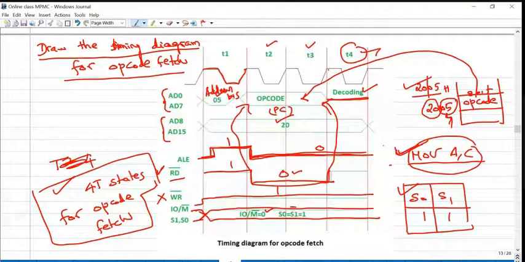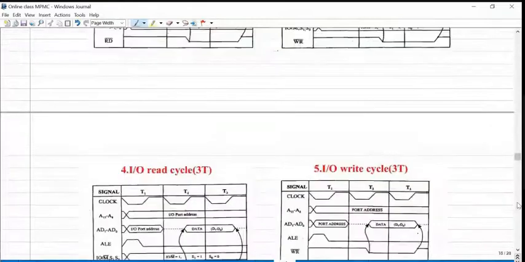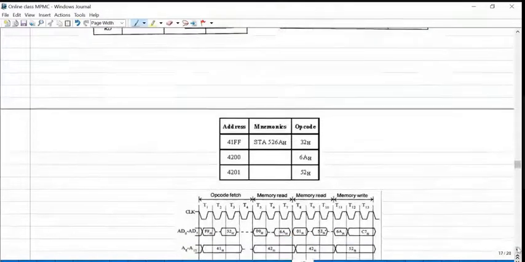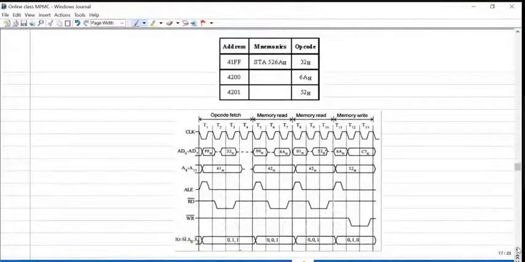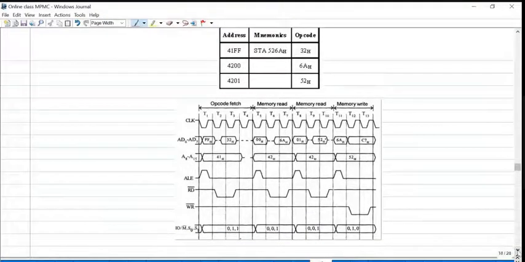So this is opcode fetch, for example, MOV A, C. To execute this instruction, only the opcode needs to be stored in this particular address location. So we'll get a clear idea if I explain the STA instruction. Anyway, we will continue the memory read, memory write operation in the next lecture, but you will get some idea now. Suppose we need to draw the timing diagram to explain the steps involved inside the microprocessor, how the processor is executing the instruction STA 526A. Okay, draw the timing diagram for STA 526A.